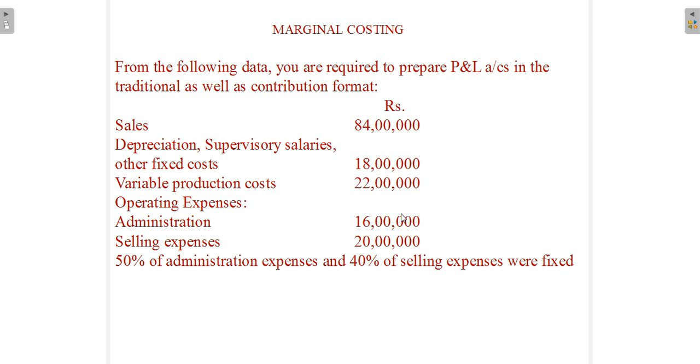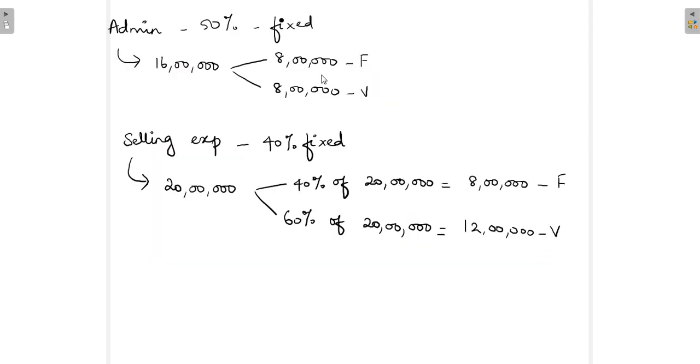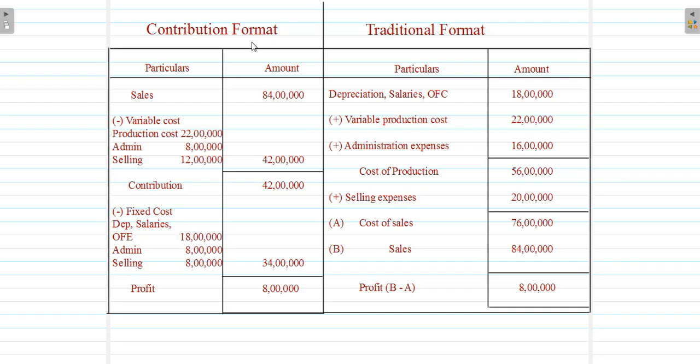So we have 16 lakhs of administration expenses. Of this, 50% is fixed. So 8 lakhs is fixed, 8 lakhs is variable. And selling expenses is 20 lakhs, of which 40% is fixed. So 40% of 20 lakhs is 8 lakhs. 8 lakhs of selling expense is fixed and 60% of 20 lakhs, which is 12 lakhs of the selling expense, is variable.